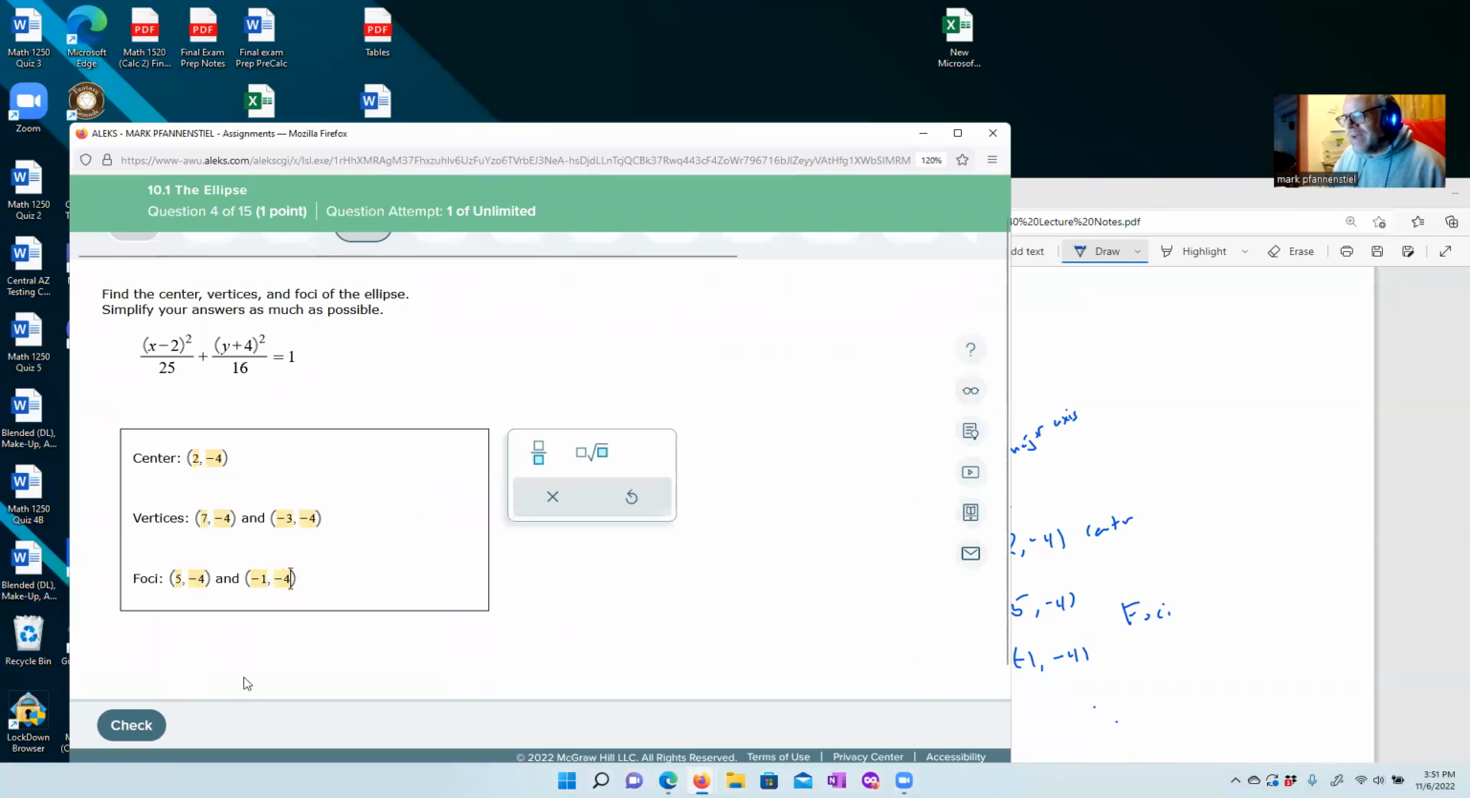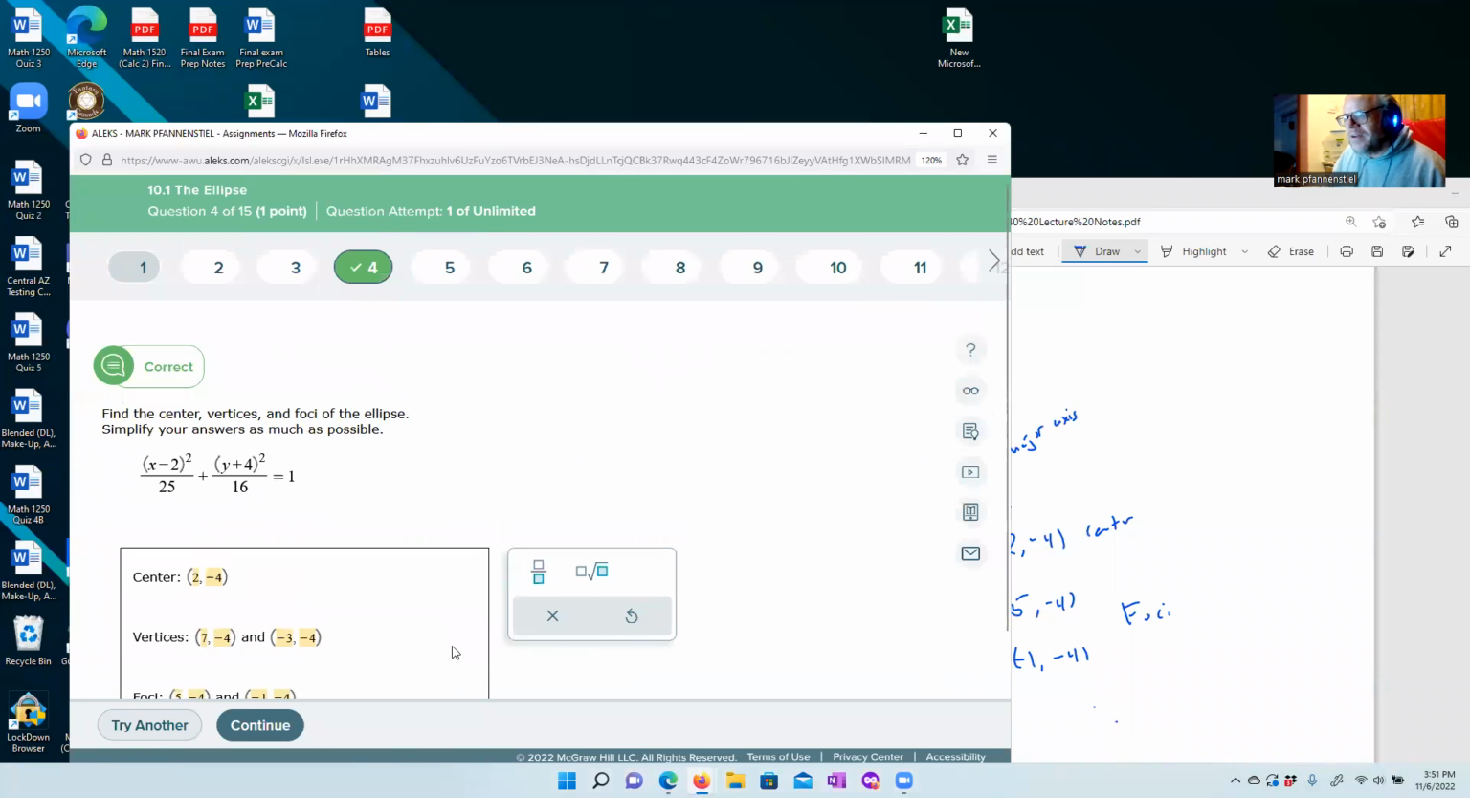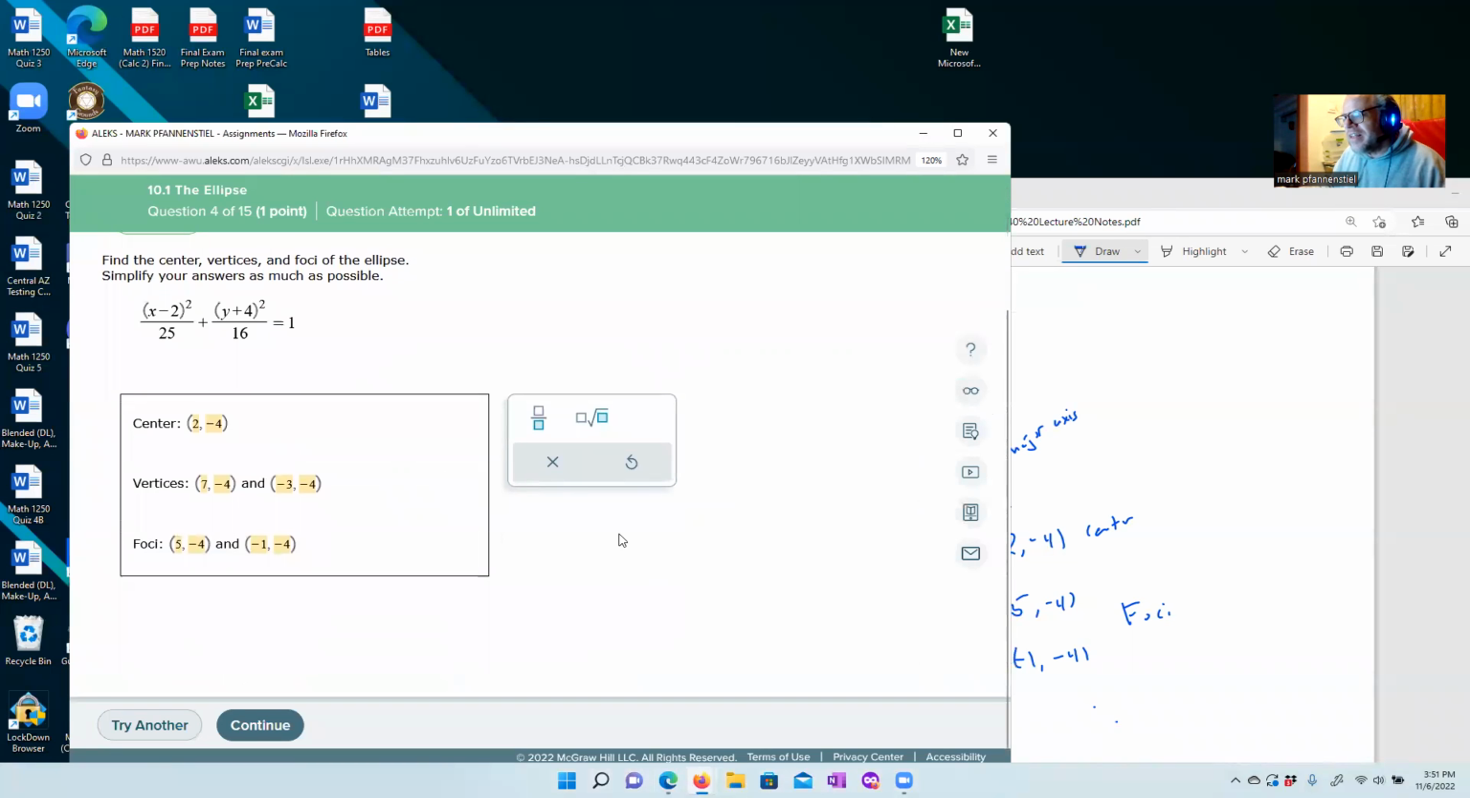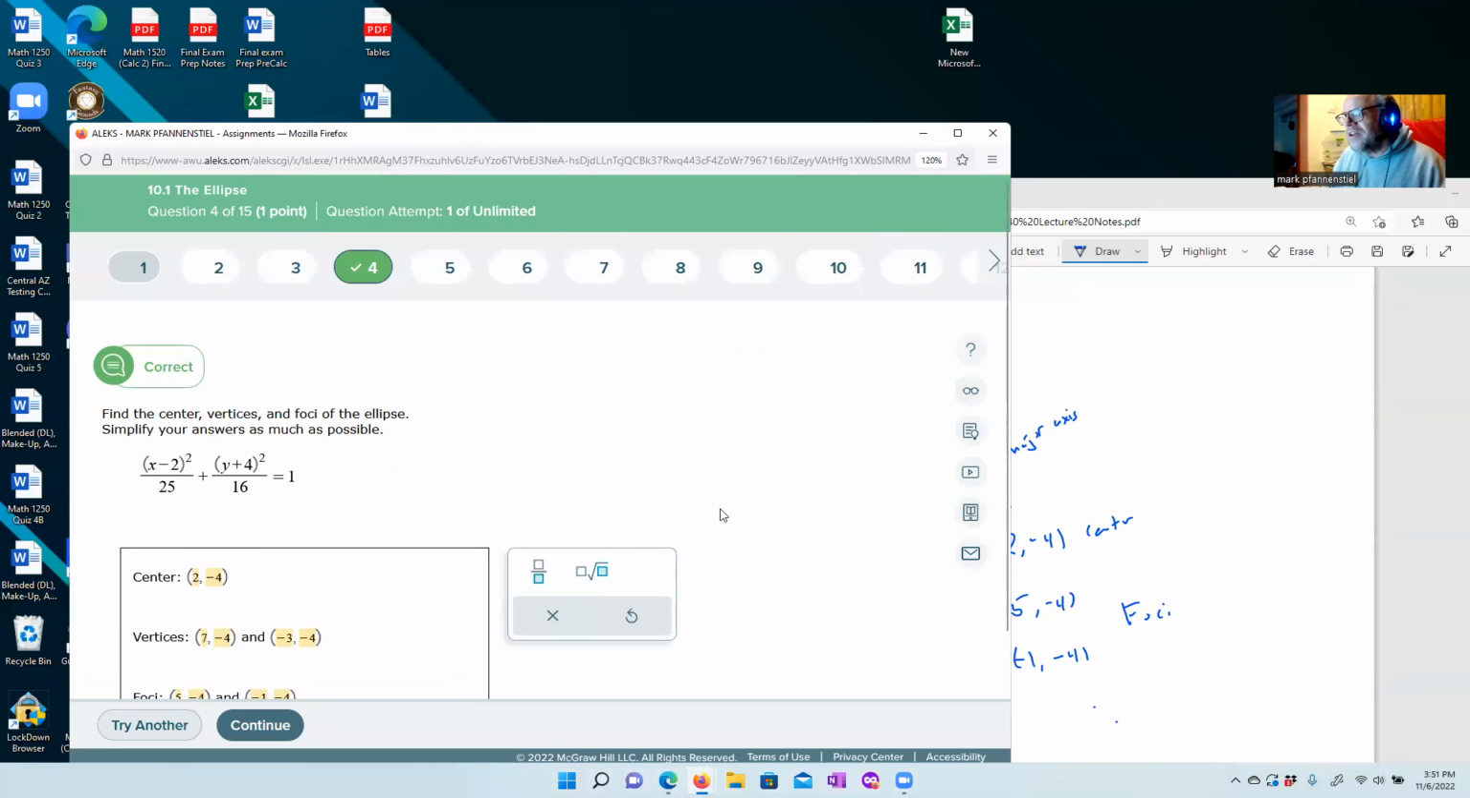They don't even ask us to graph this one. We'll go ahead and check it. All right, and hooray, we got our green flag. We can move on with our lives and keep going with more and more ellipses. Hopefully that was a complicated enough problem, but not too complicated. I hope that's where it fit for you as well.